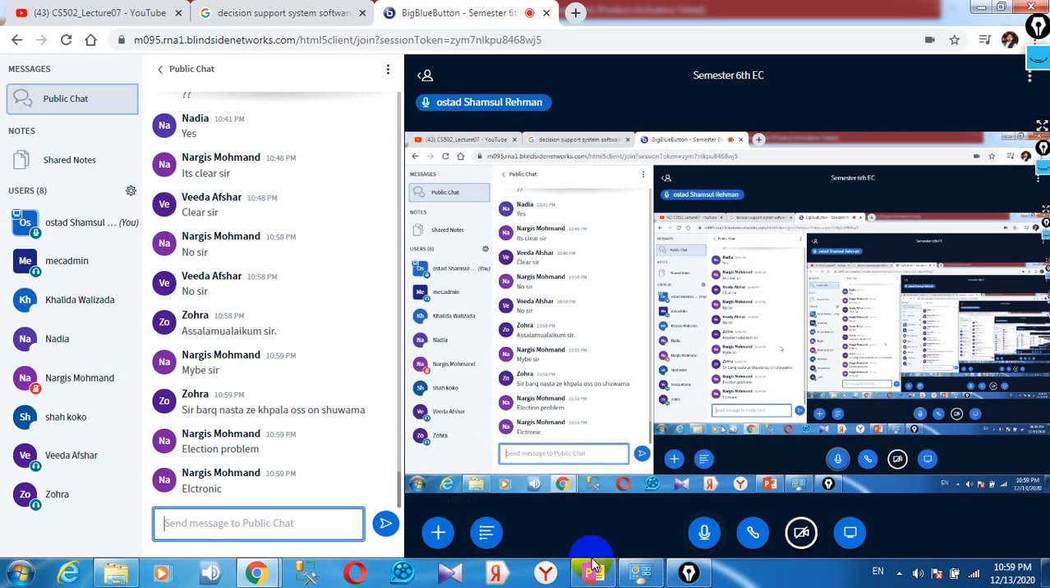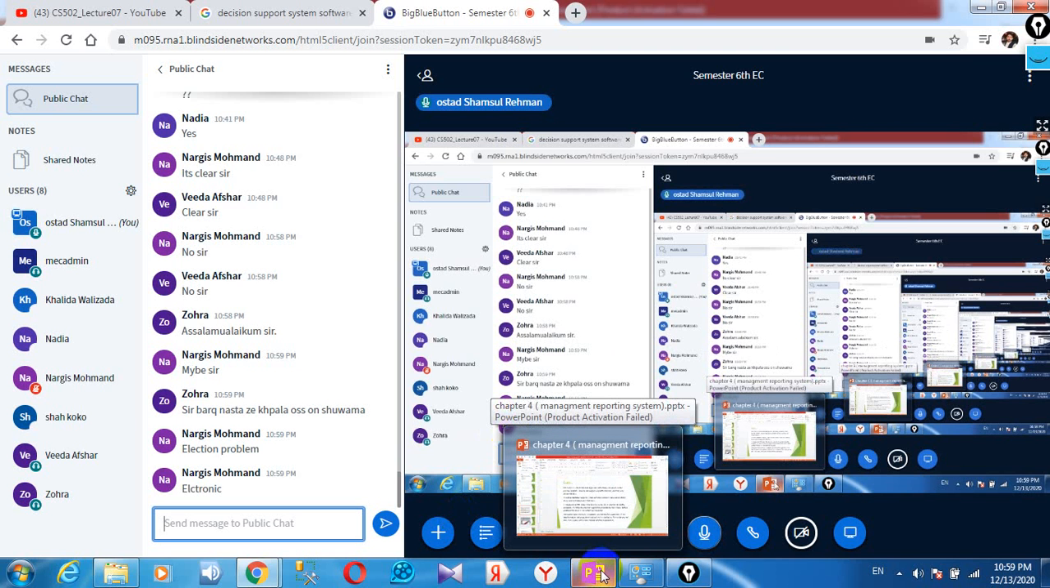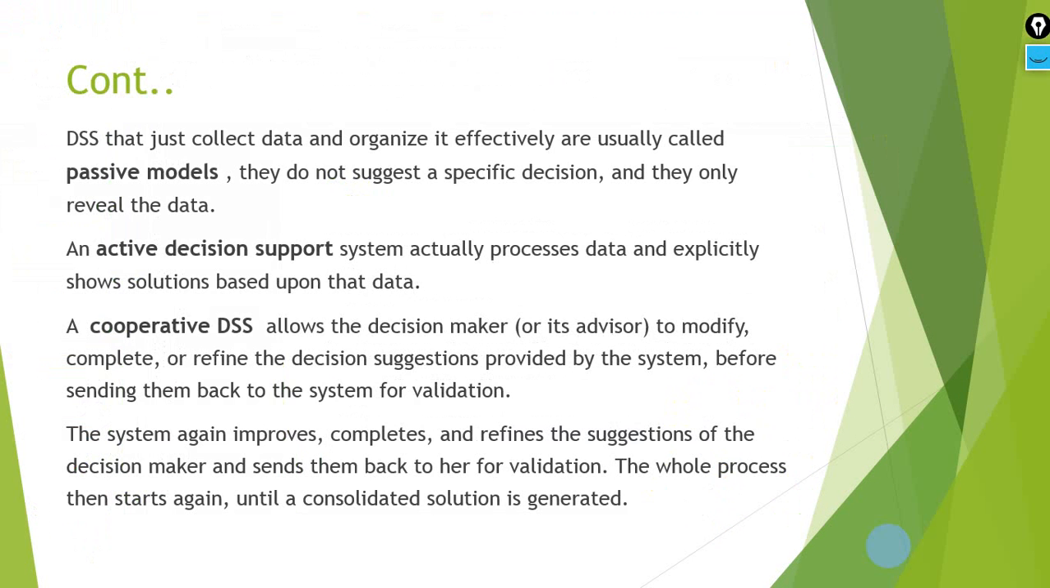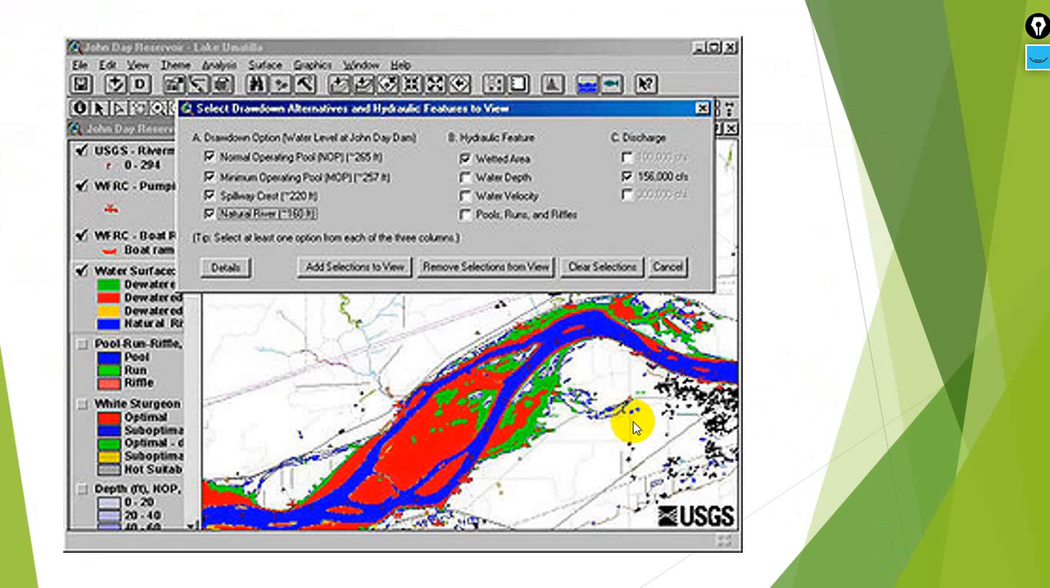Okay, next, what we have. Let me check. Okay, so now this is just an image of the DSS system. So it is just like this.